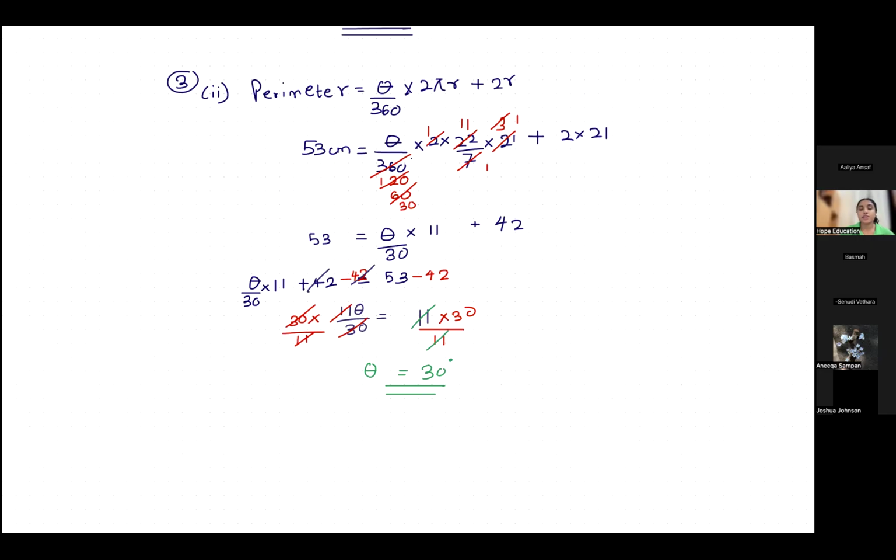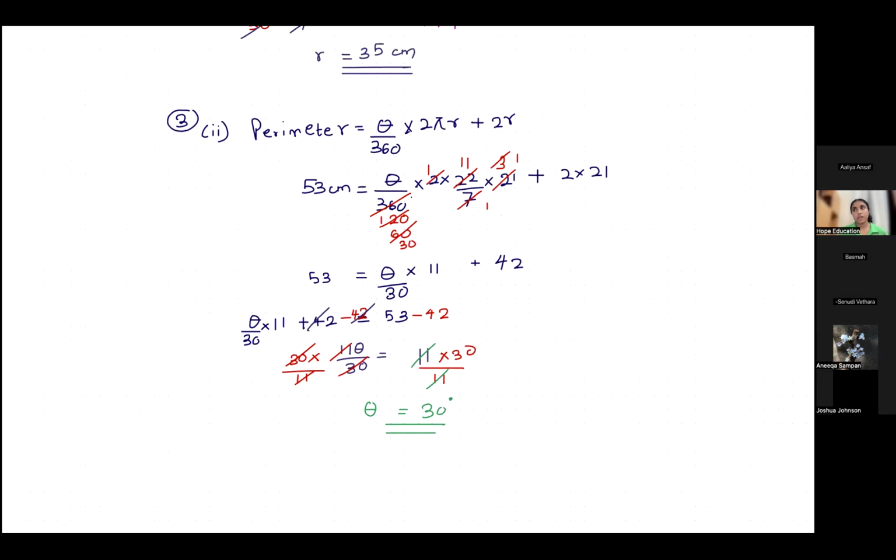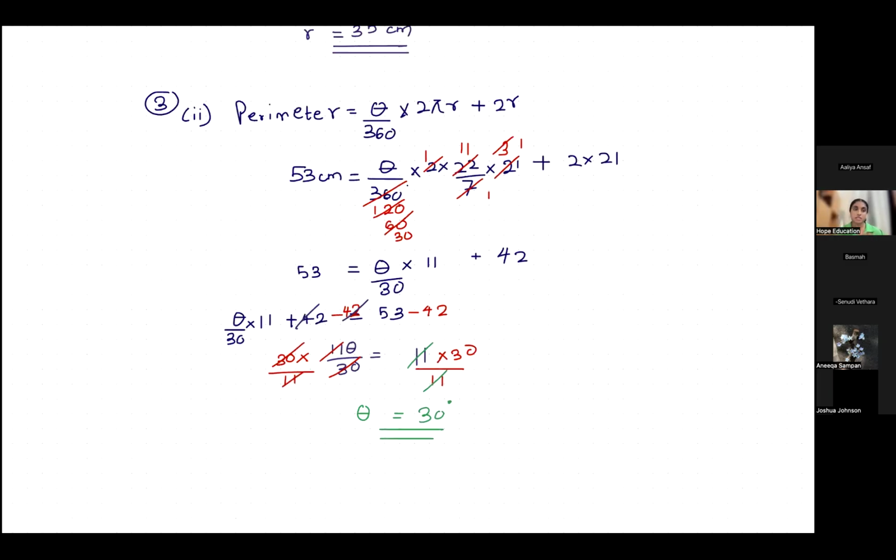Okay, for recorrections, I will give you 2 minutes. Quickly copy down if you have any recorrections to do, if you have to correct any mistakes or any place where you have gone wrong.